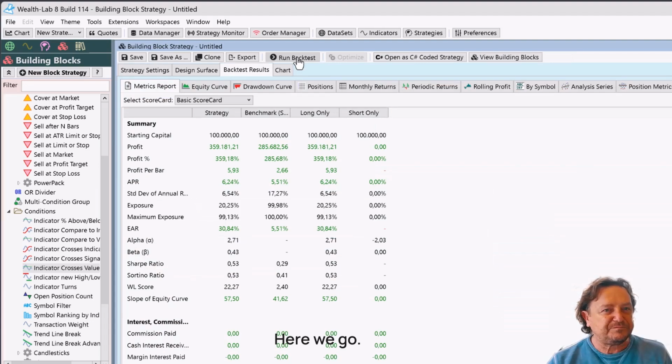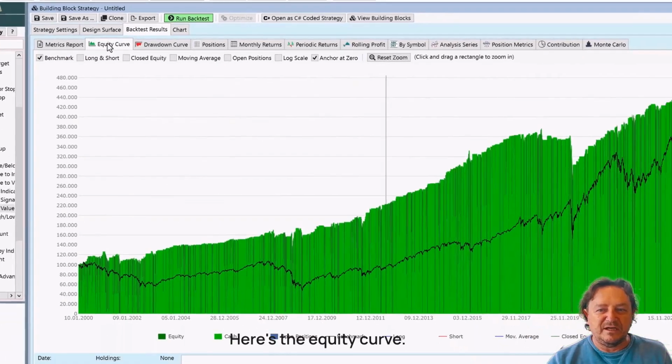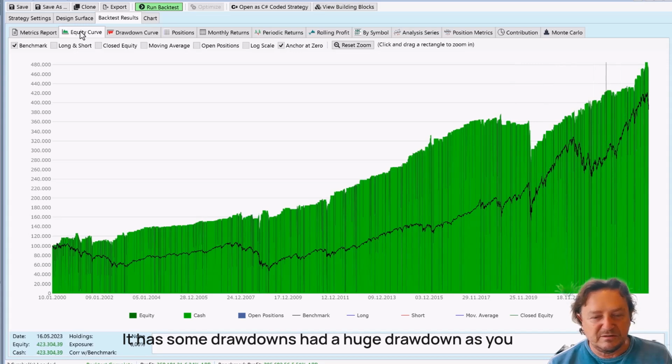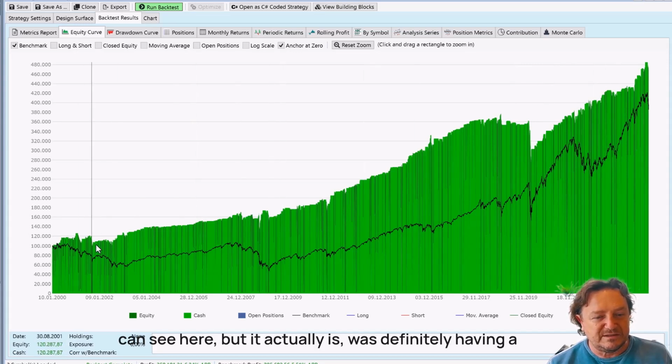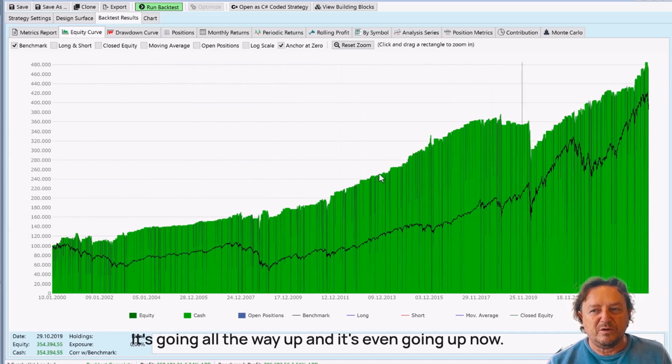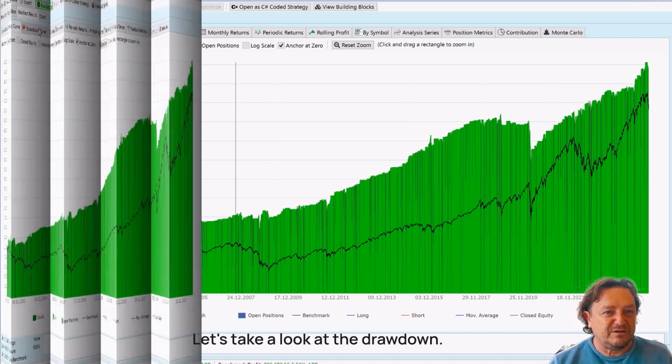Here we go. Oh, it's already there. That was fast. Here's the equity curve. You see the equity curve. Black is SPY, which is coming up. It has some drawdowns. It had a huge drawdown, as you can see here. But it actually was definitely having a run up lately. But the equity curve of a simple strategy is going all the way up. And it's even going up now. So let's take a look at the drawdown.